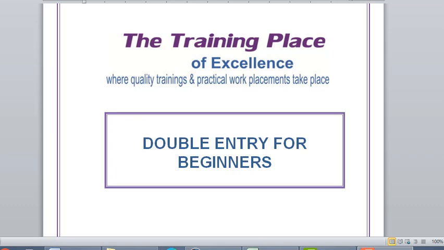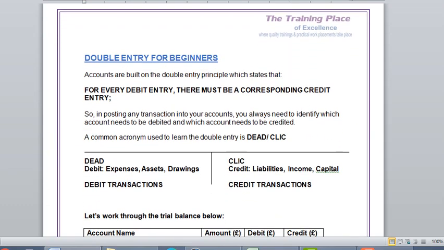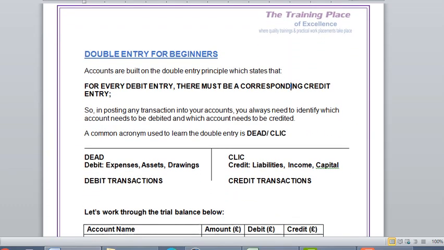Hi there. This is another teaching which we've titled Double Entry for Beginners. And this is one out of the few series of double entry teachings that we are delivering just to give you an insight as to what account will I debit and what account will I credit. And for this one, we want to look at the trial balance and look at completing a trial balance.